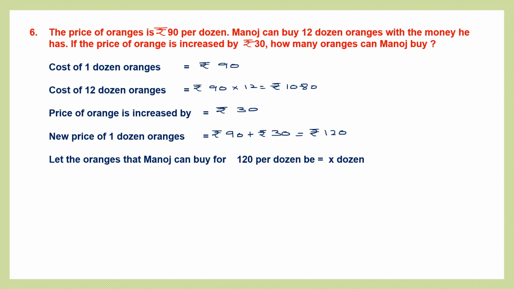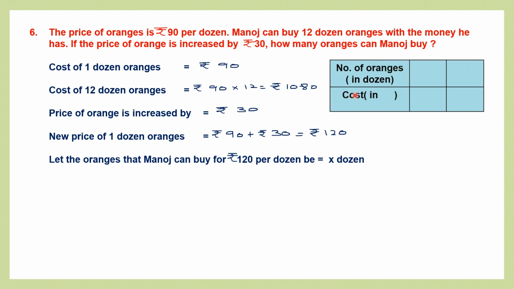Let the oranges that Manoj can buy for 120 rupees per dozen be X dozen. So we have to find out now how many dozens he can buy now that the price is increased to 120 rupees per dozen. So now let's draw a table. So number of oranges in dozens. When the cost was 90 rupees per dozen, Manoj could buy 12 dozens. But now the price has increased and the new price is 120. How many dozens can he buy? That is going to be X.